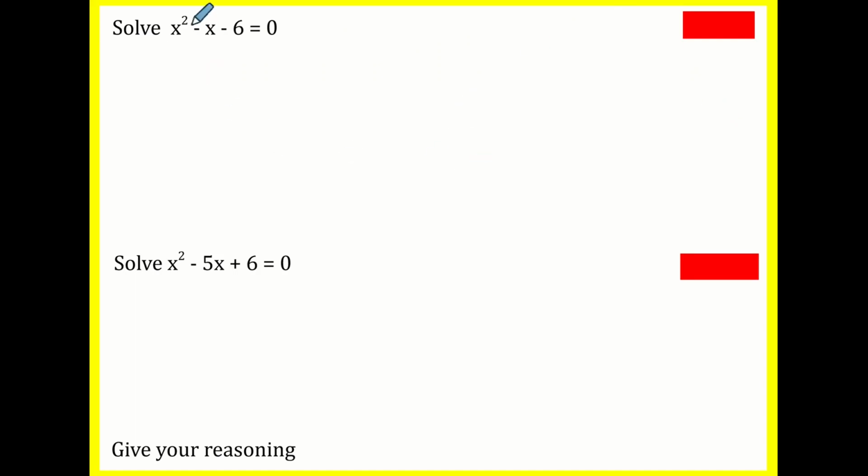Hi, to start today, I'd like to try and solve these two quadratic equations, giving any reasoning throughout. So the way that I've taught this, and there is more than one way which we'll be looking at, is to try to factorize it. So double brackets equal to 0. We're going to need an x and an x to get the x squared term, and then two numbers that multiply to give minus 6, add to give minus 1. That's going to be minus 3 and plus 2.